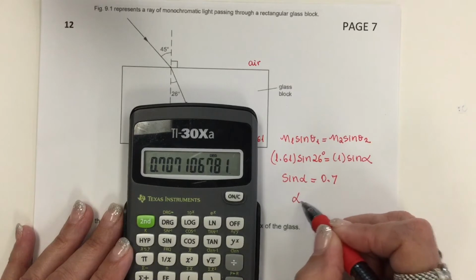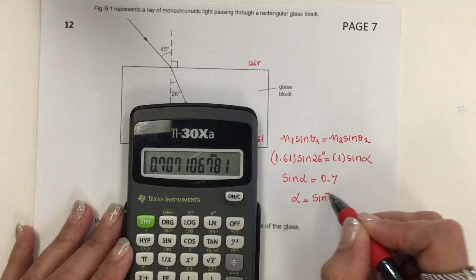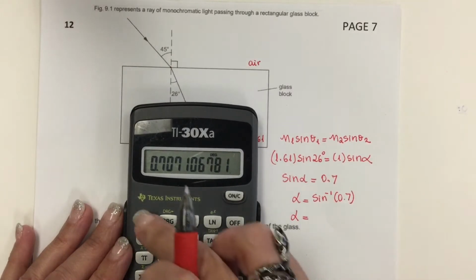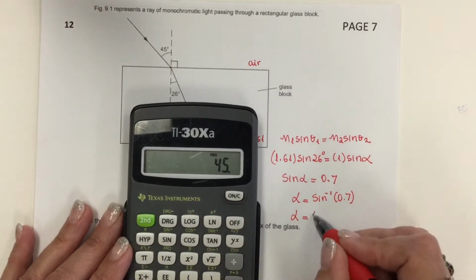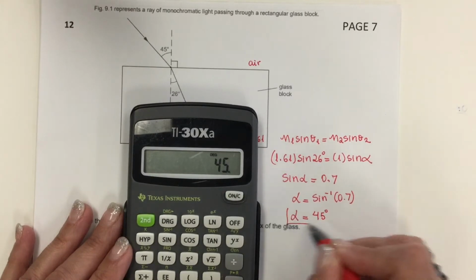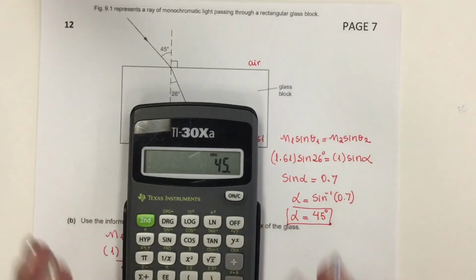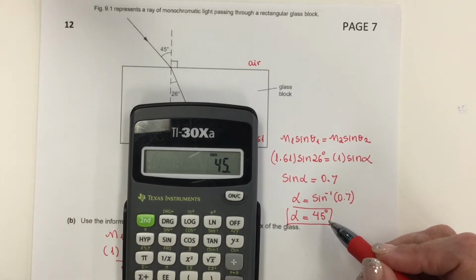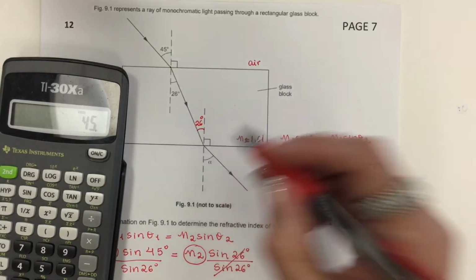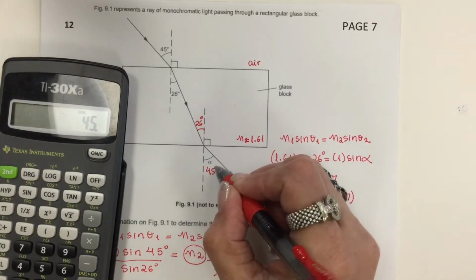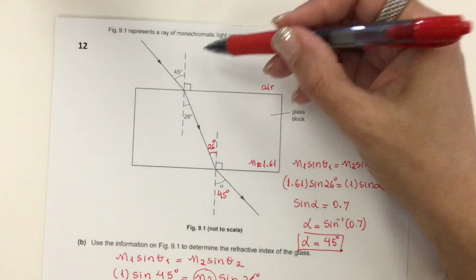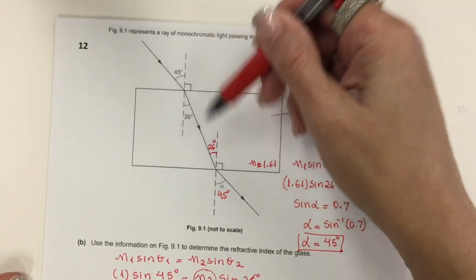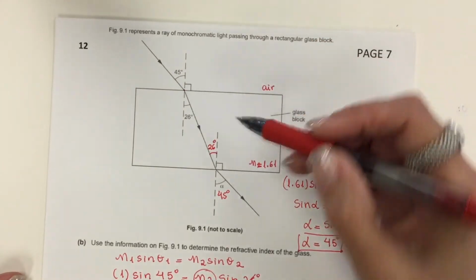And my alpha is the inverse sine of 0.7, so alpha is 45 degrees. When I use all digits, you should get exactly 45 degrees. So this angle alpha is 45 degrees. That's the same as the incident angle before entering the glass block.